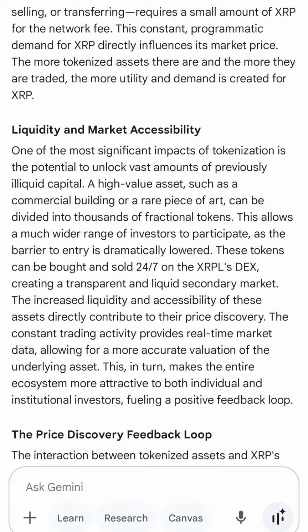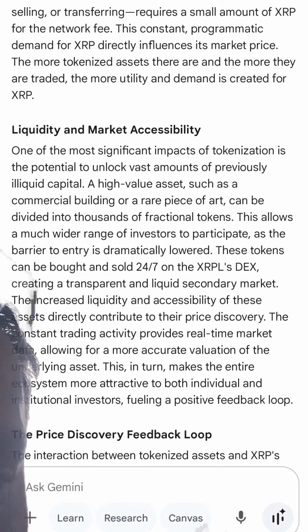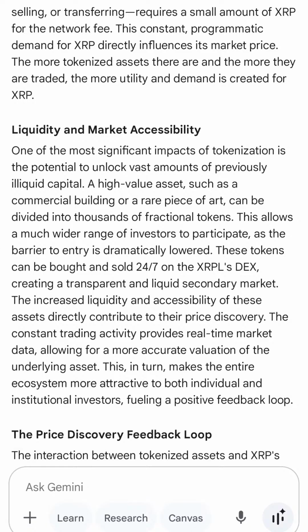The increased liquidity and accessibility of these assets directly contribute to their price discovery. The constant trading activity provides real time market data, allowing for a more accurate valuation of the underlying asset. This, in turn, makes the entire ecosystem more attractive to both individual and institutional investors, fueling a positive feedback loop.